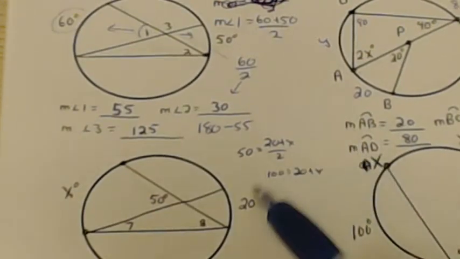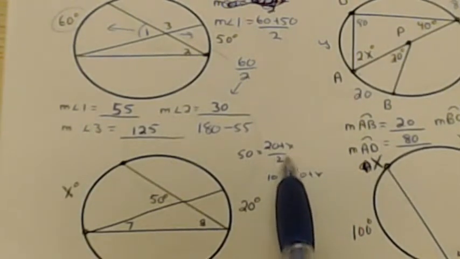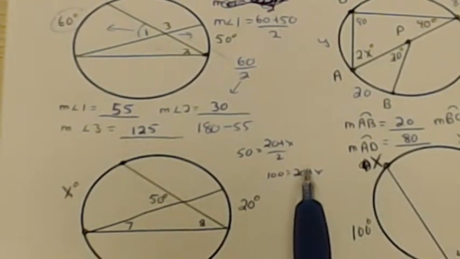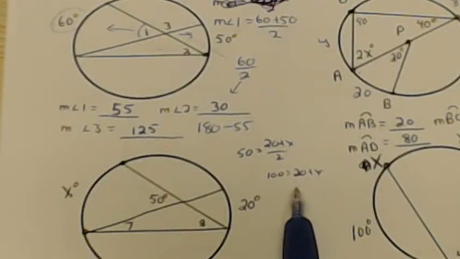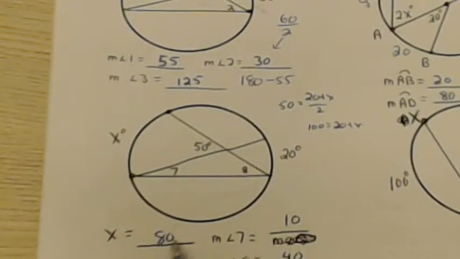So if you look right here, I've got my equation. It says 50 equals 20 plus x over 2. If you multiply by 2, you'll have 100 is equal to 20 plus x. And now let's subtract the 20, and there's your answer. X equals 80.